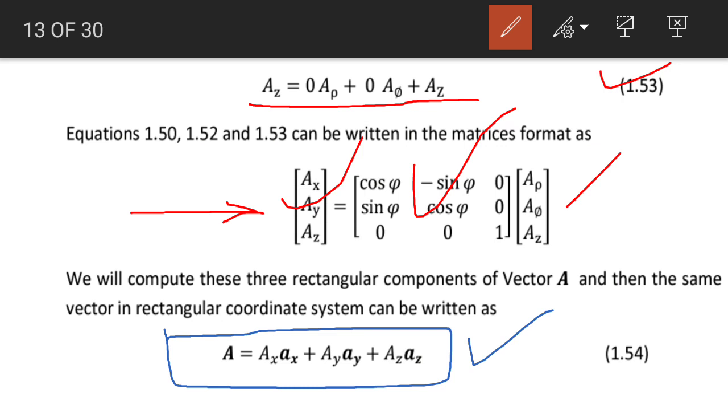In the next class, we shall discuss the transformation of a vector from the rectangular coordinate system into spherical coordinate system, and spherical coordinate system back to rectangular coordinate system.